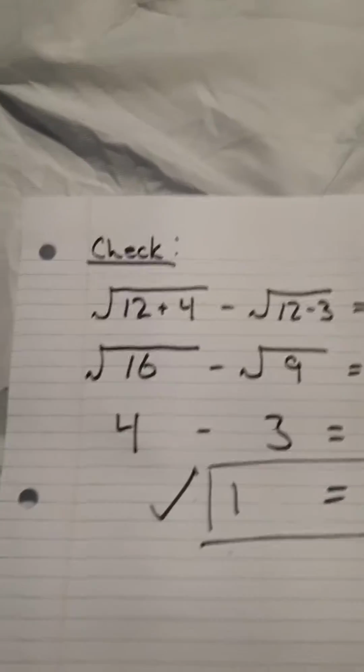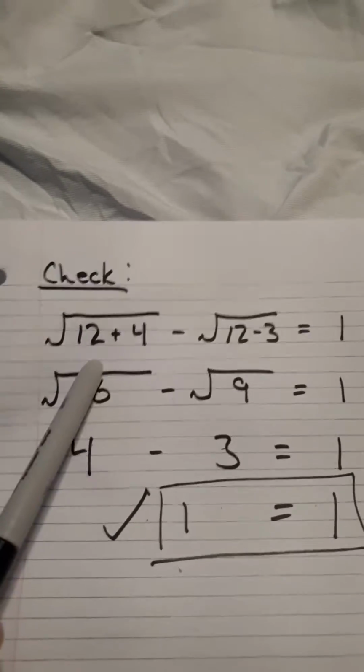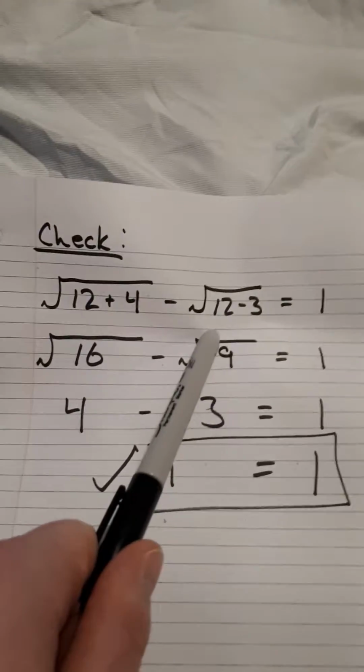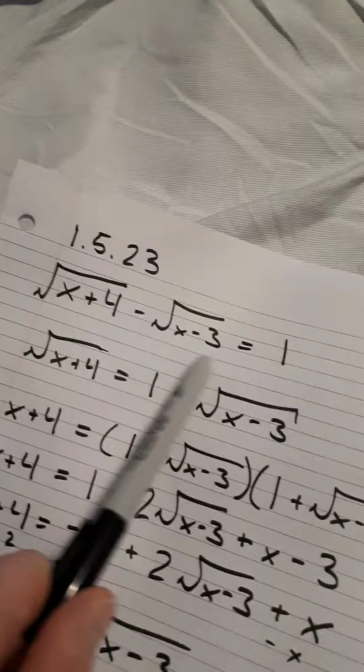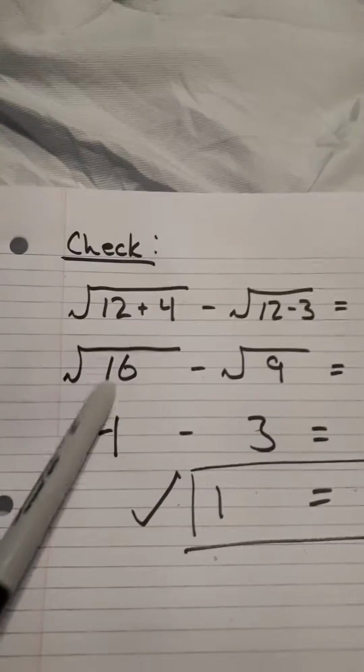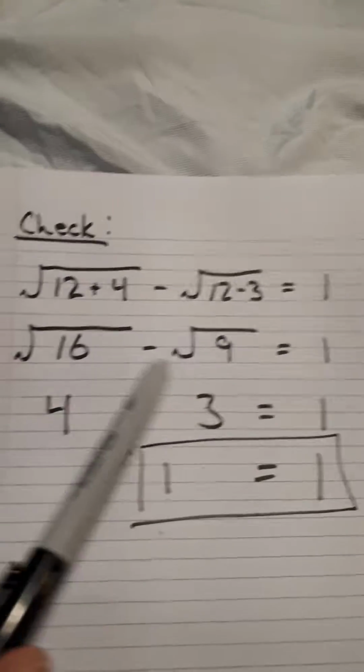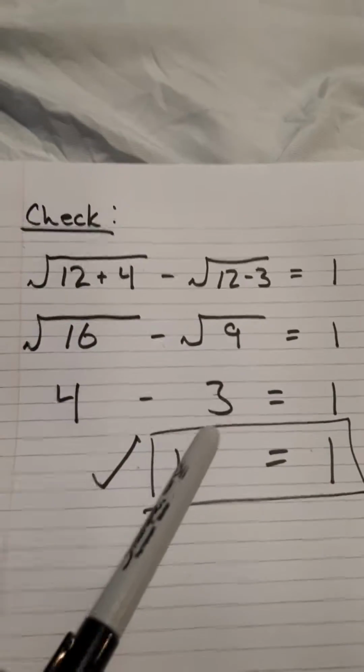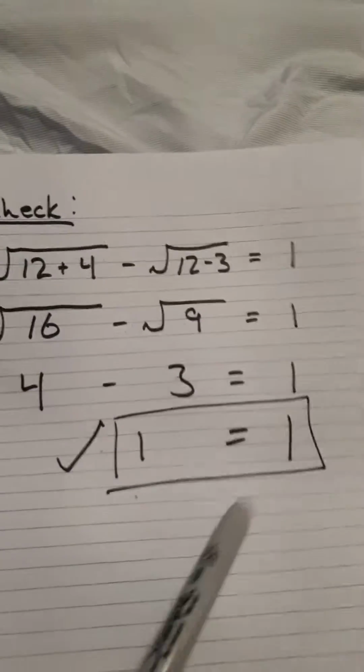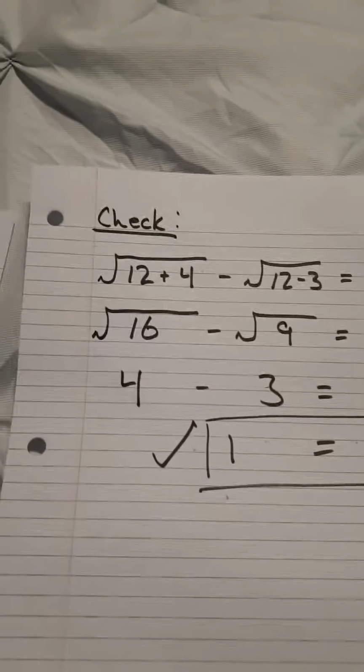Now remember, with radical equations, you always have to check. So I just plugged in 12 for x here and here, back up into my original equation. And 12 plus 4 is 16, 12 minus 3 is 9, square root of 16 is 4, square root of 9 is 3, 4 minus 3 does in fact equal 1. So I'd say we're good to go on that one.